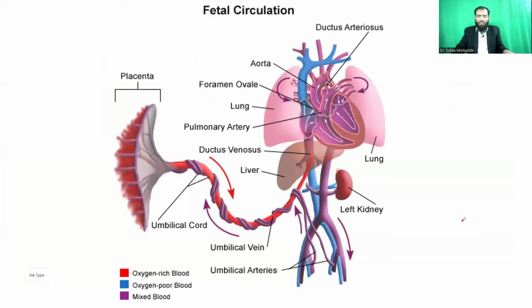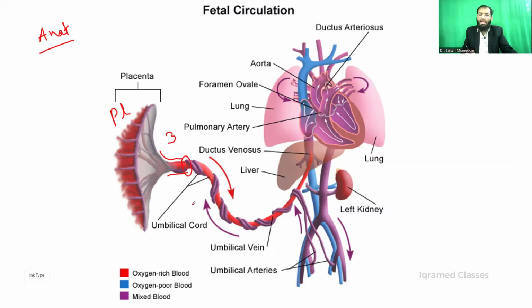Whenever you start studying ultrasound, or any medical science as a whole, you should always start with anatomy. The fundamental anatomy of the fetus is that there is a placenta. This placenta is attached to the fetus via the umbilical cord, and this umbilical cord has three main vessels.